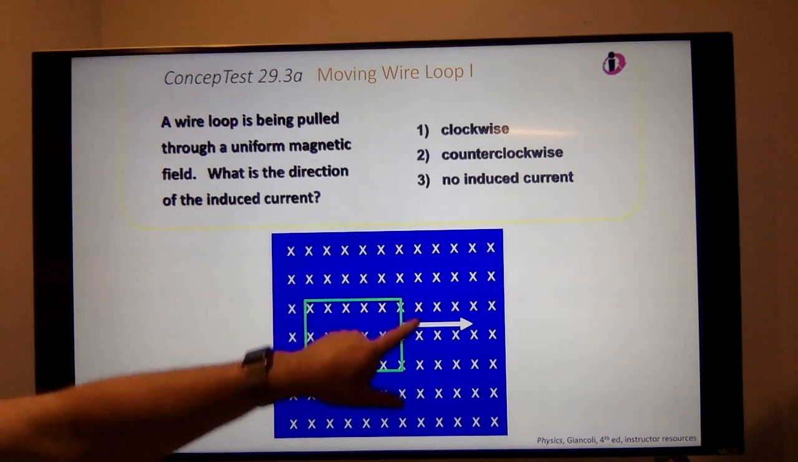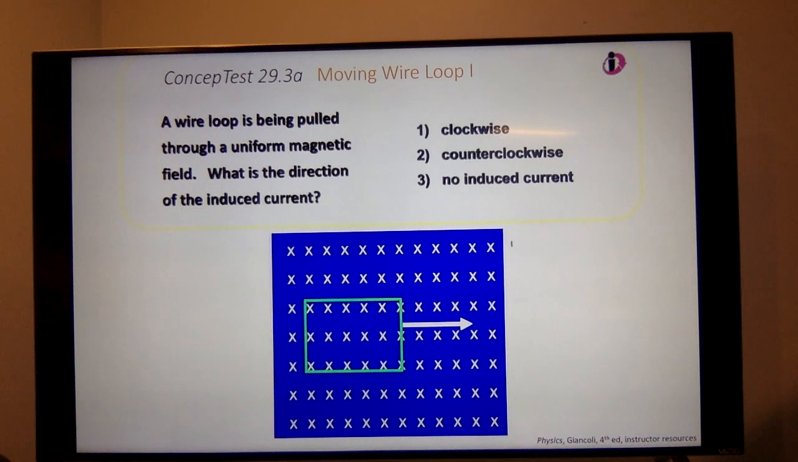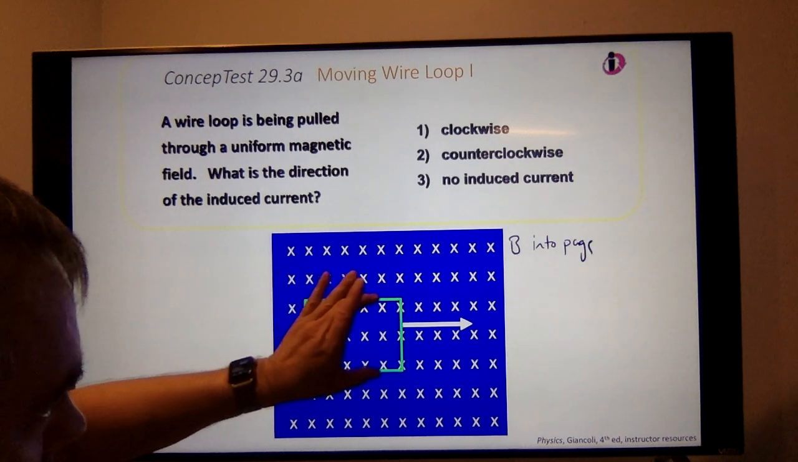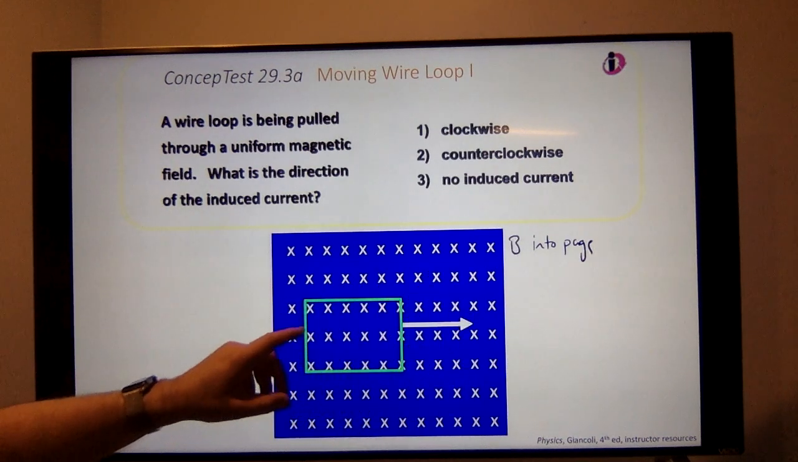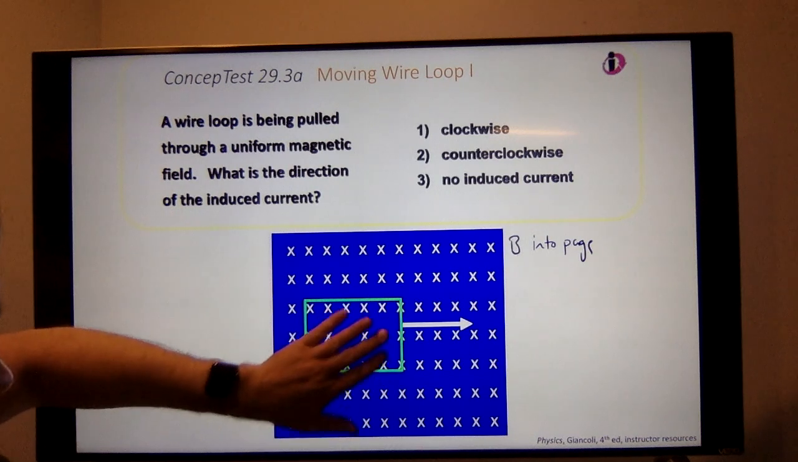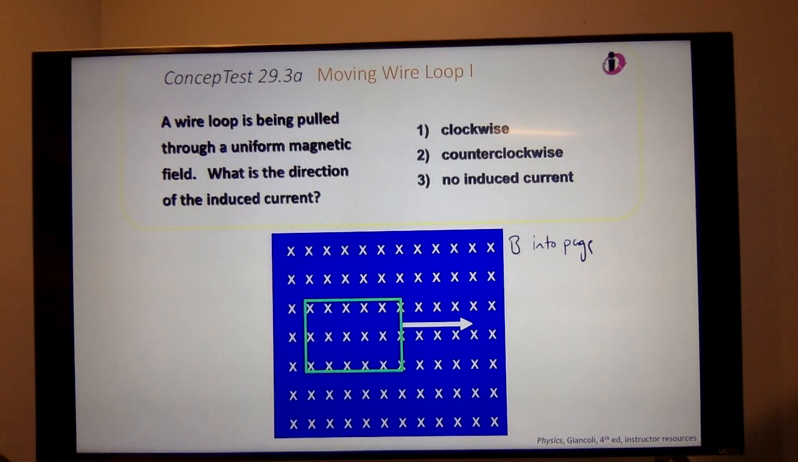Here we have a loop of wire in green that's in a magnetic field that points into the screen. So magnetic field is into the page. And then something is just taking this loop of wire and pulling it to the right. Well, notice this is moving to the right, but the amount of magnetic field that's passing through the loop isn't changing. If it's not changing, there is no induced current. No change, then there's nothing to fight.